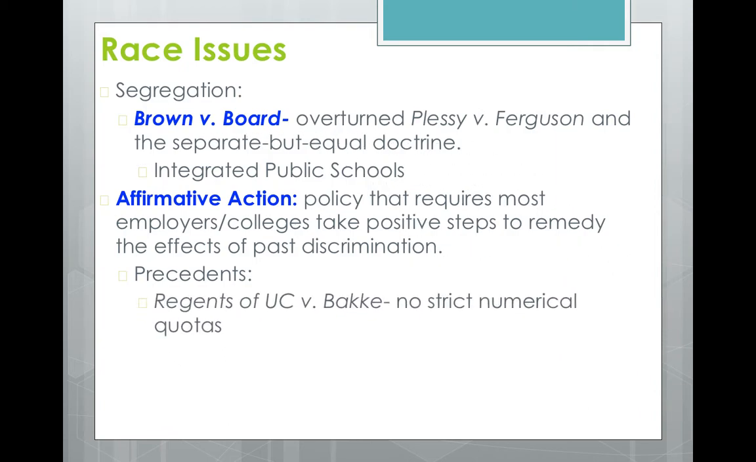Precedents. Regents of UC versus Bakke: no strict numerical quotas. So you're not allowed to give quotas, though that seems to still happen. Gratz versus Bollinger: race may only be a plus factor. So race cannot be a negative factor, but only a plus factor. For example, technically universities are not allowed to discriminate against Asian students attending. Stanford University is not allowed to have a quota against Asians, but they can have a quota in favor of promoting other ethnicities and minorities attending.